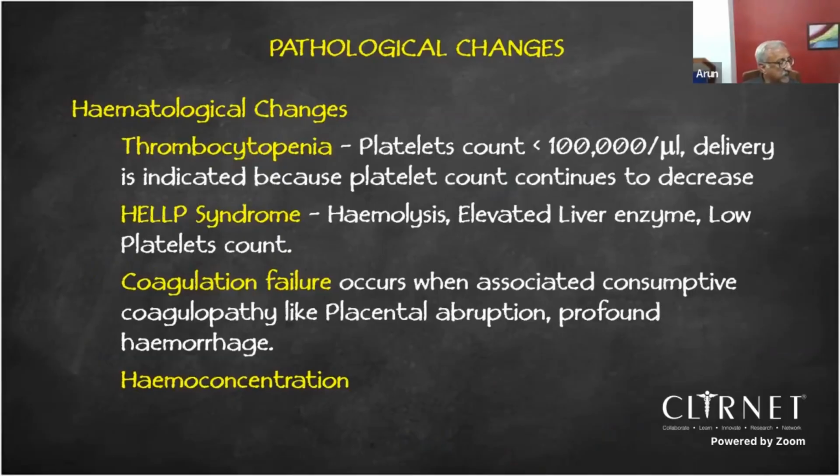So what are the changes which happen in the hematological system? There is thrombocytopenia. That means platelets are less than 1 lakh, sorry. Then there is HELLP syndrome: hemolysis, elevated liver enzymes, and low platelet count. The other troublesome condition occurs when there's a consumptive coagulopathy like placental abruption or profound hemorrhage, and then hemoconcentration occurs.